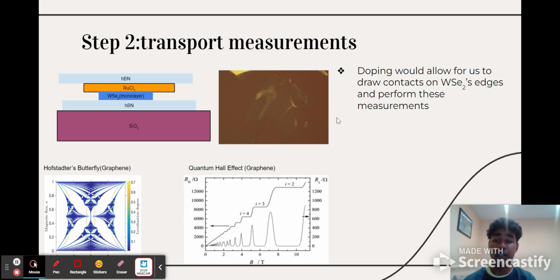What we plan on doing in this device is having ruthenium chloride encapsulated with hBN, covering monolayer tungsten diselenide. And through this, we plan on putting contacts right between the ruthenium chloride and the WSe2 and performing transport measurements, just like the infamous transport measurements on graphene, like the Hofstadter butterfly and the quantum Hall effect, and to see these really cool quantum effects that happen in graphene in tungsten diselenide, which has never been done before.